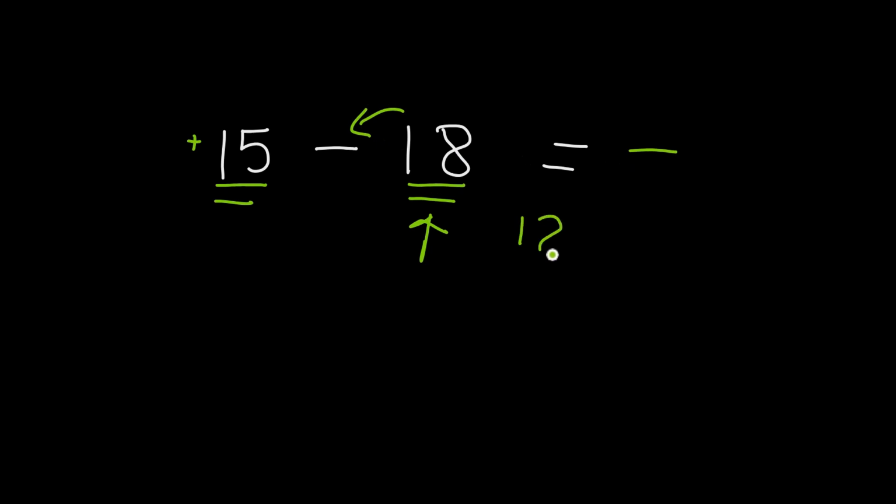15 minus 18. So, we take the sign in front of the bigger number, 15 and 18. Which sign are we going to take? The positive sign or the negative sign? Well, by now you should know we're taking the sign in front of 18. Since 18 is bigger than 15, we'll take the negative sign. And we'll take 18 and subtract 15. So 8 minus 5 is 3, and 1 minus 1 is 0.